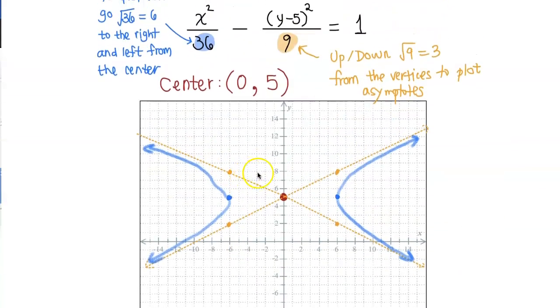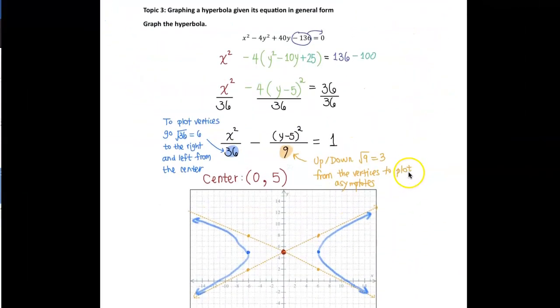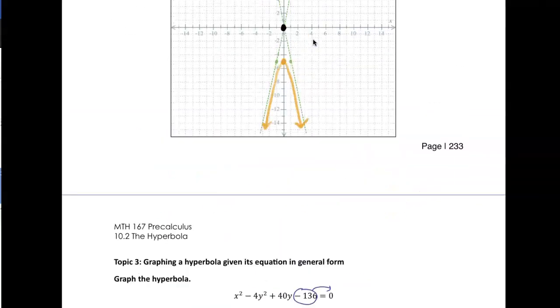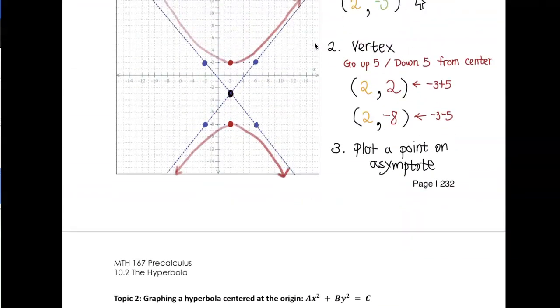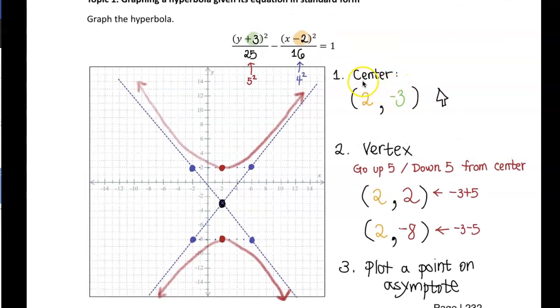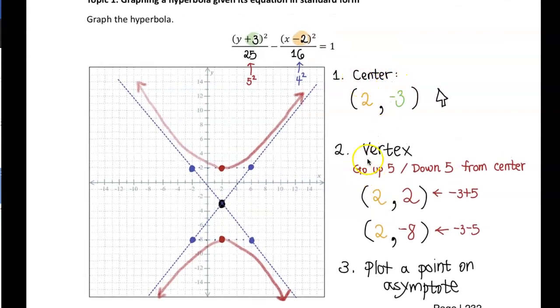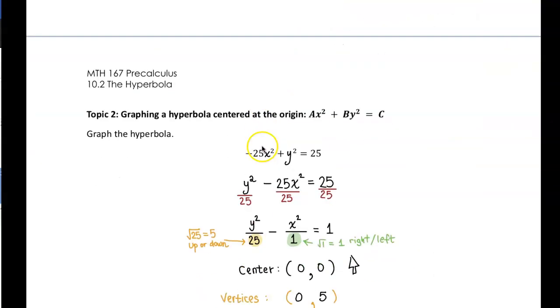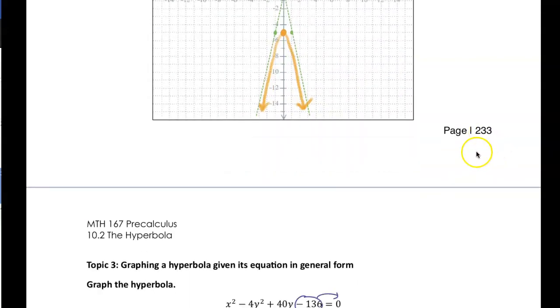So for this one, so far we looked at 3 examples of graphing a hyperbola, with each becoming a little more difficult. Like this one started with the general form, but after hopefully watching 3 videos on graphing hyperbolas, you remember that number 1, plot the center, number 2, find the vertex, and number 3, plot a point that will be on the asymptote so that you can sketch different hyperbolas, okay?